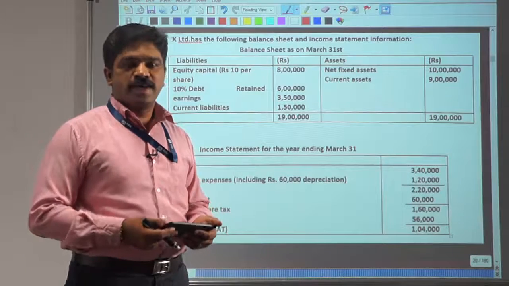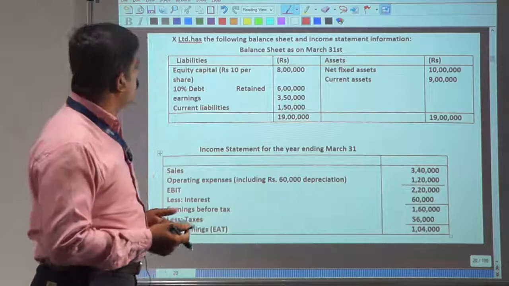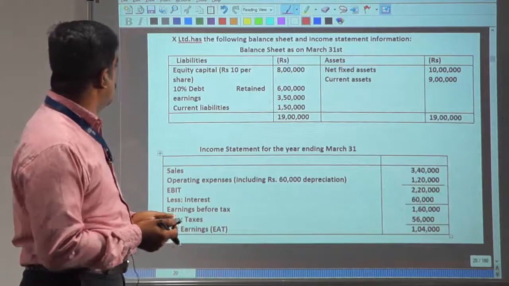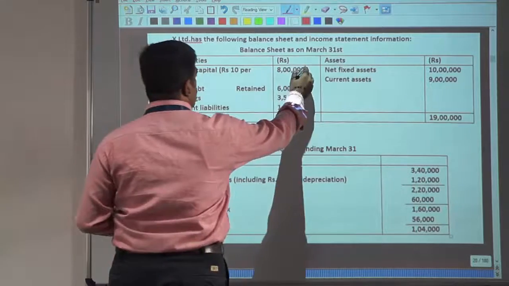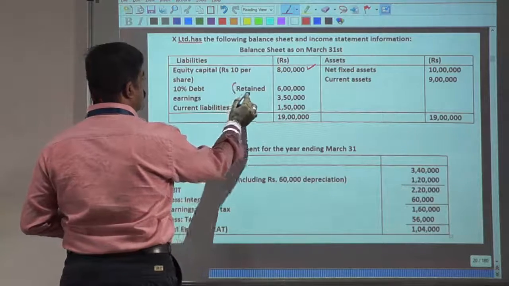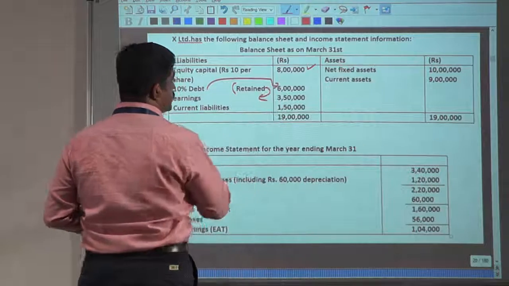Let's take a second case study on leverage. X Ltd has the following balance sheet and income statement information. The balance sheet is as on 31st March. Equity capital is 8 lakhs. 10% debt, say ideally this retained earnings should go to next line. 10% debt is 6 lakhs.